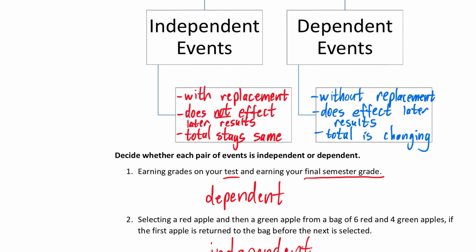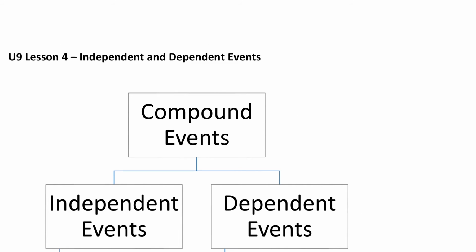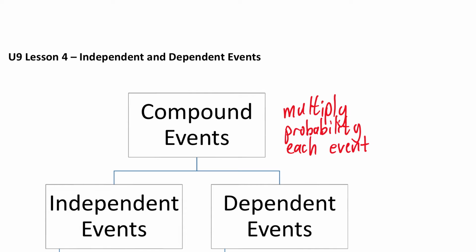Okay, now let's talk about this. In compound events, what you're going to do is multiply the probability, in general. You're going to multiply the probability of each event within the experiment. So if you do 3 different things within this one experiment, you're going to multiply the probability of all 3 of those happening together.